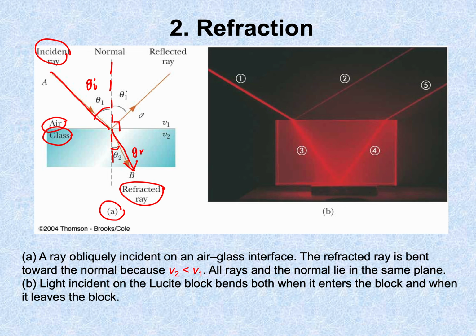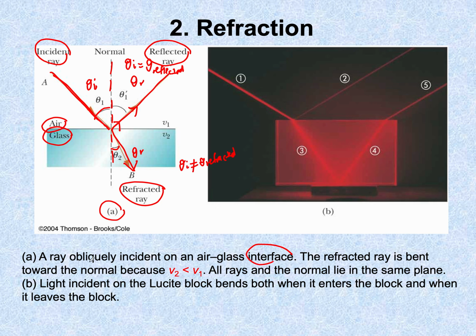In this diagram we can also see the reflected ray, so light can also be reflected. In this case the incident ray passes through the air and then is reflected. The reflected angle is equal to the incident angle theta i. But the incident angle is not always equal to the refracted angle. The refracted angle depends on the velocity and the medium of the interface.